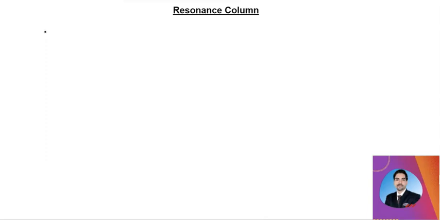In the question, it is saying that in resonance column, first resonance is obtained at a water level of 24 centimeter. So L1 is equal to 24 centimeter. It is given in the problem. L2 is equal to 73 centimeter, where the second resonance is obtained. You need to find the speed of sound.